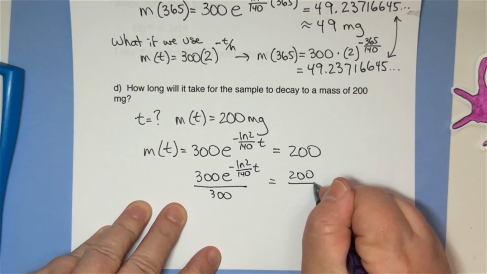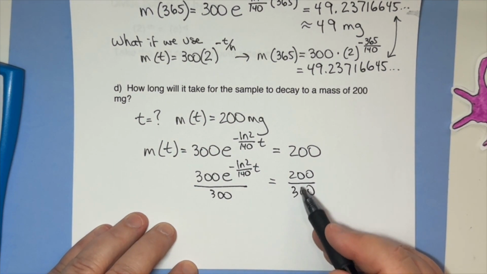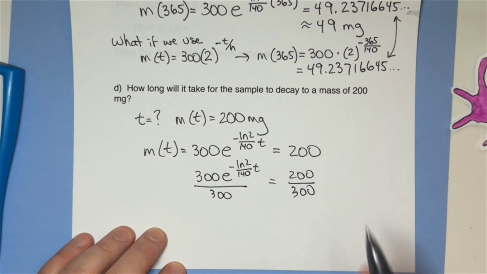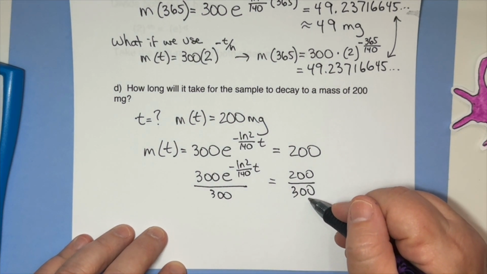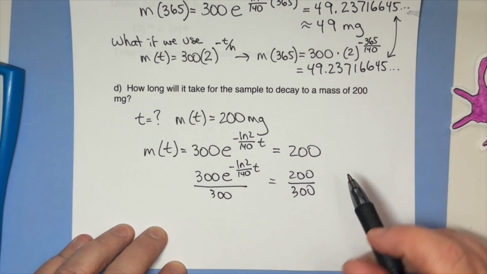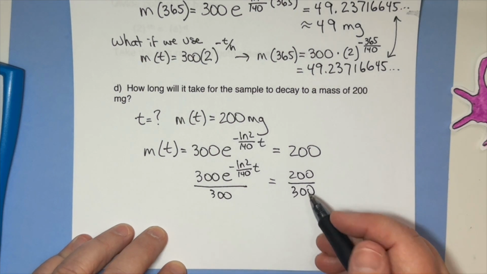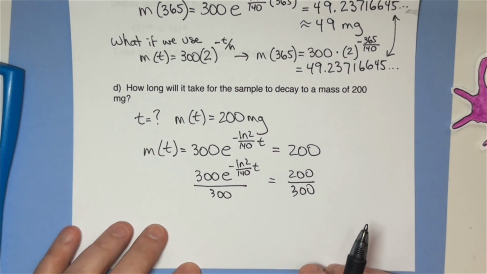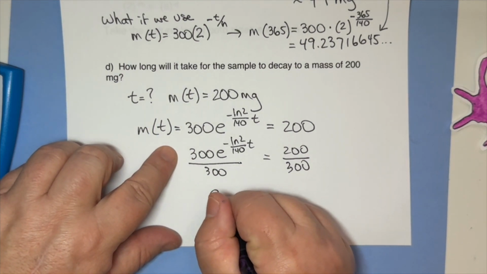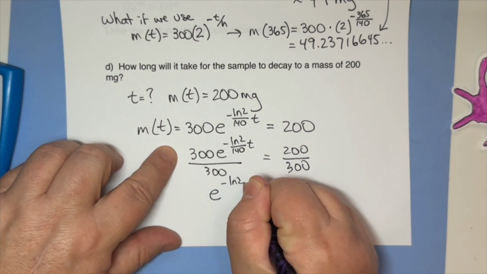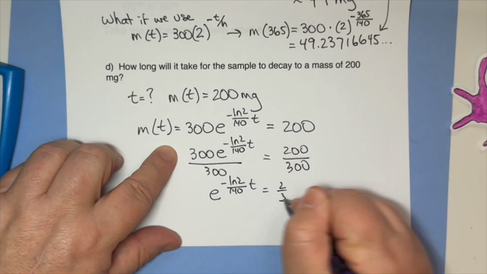Now, this is going to be kind of awkward because this is not a nice number. And here we're going to run into some problems. If I convert this to a decimal right now, it will be an approximation. And then everything else I do will be a little bit off. So instead, I'm simply going to write it as 2/3, and I'm going to leave the calculation to the very end. So I've got e to the negative natural log of 2 all over 140 times t equals 2/3.